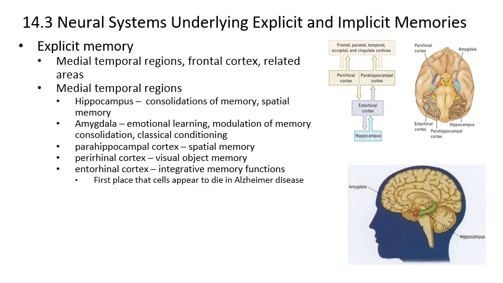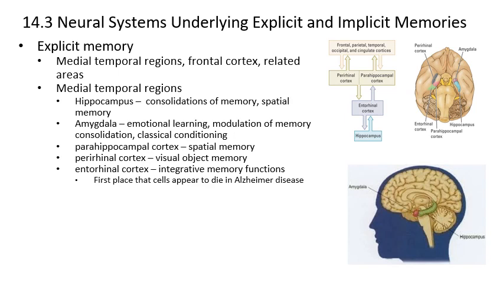So the brain regions associated with explicit memory, the more specific brain regions, are the medial temporal regions, as well as the frontal cortices and related areas. This includes the hippocampus, amygdala, parahippocampal cortex, perirhinal cortex, and the entorhinal cortex, that all have specific functions of their own.